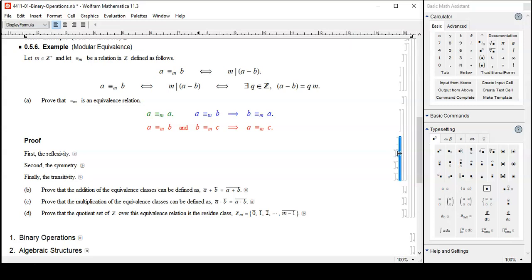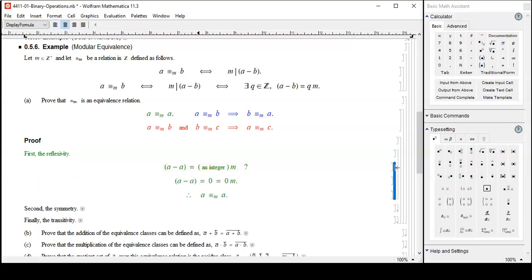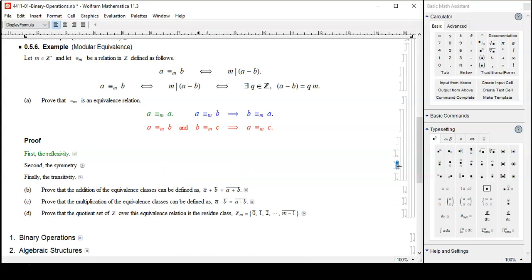Reflexive. You have to prove that a is related to a, so according to this, a minus a must be divisible by m. See? a minus a must be some integer times m. What is this integer? Of course, that's 0. That proves the reflexivity.